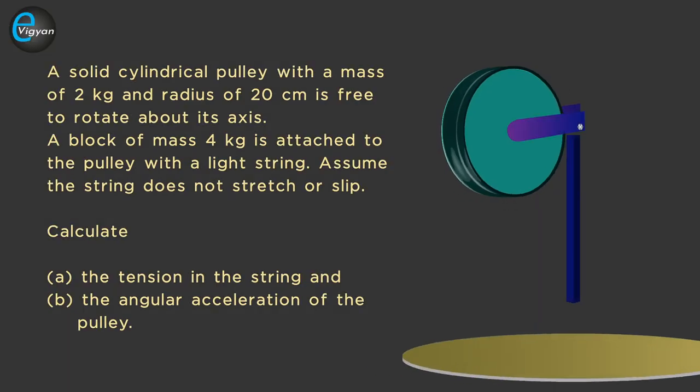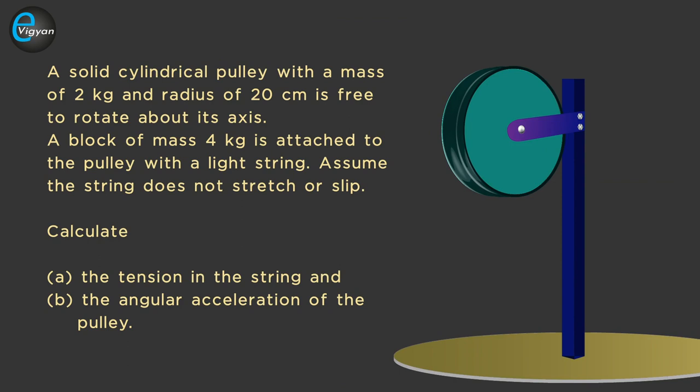A solid cylindrical pulley with a mass of 2 kg and radius of 20 cm is free to rotate about its axis. A block of mass 4 kg is attached to the pulley with a light string. Assume the string does not stretch or slip. Calculate the tension in the string and the angular acceleration of the pulley.